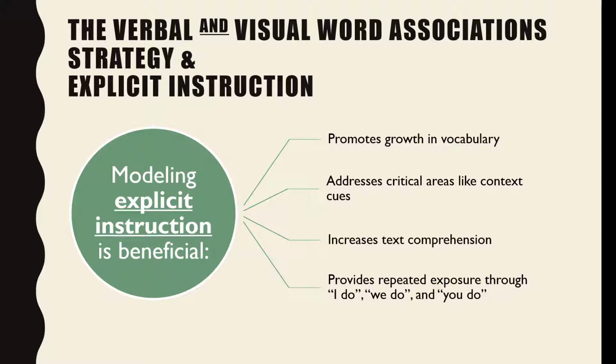Through its three-step approach in furnishing a lesson, explicit instruction provides repeated exposure to new words, which builds fluency essential for reading comprehension. The I do, we do, you do approach shows students clearly what they're expected to learn and gives them opportunities to practice and demonstrate learning under supportive conditions, which in turn builds confidence and promotes more successful learning.